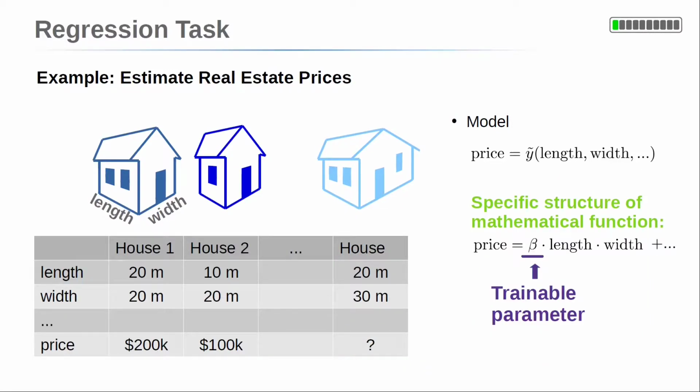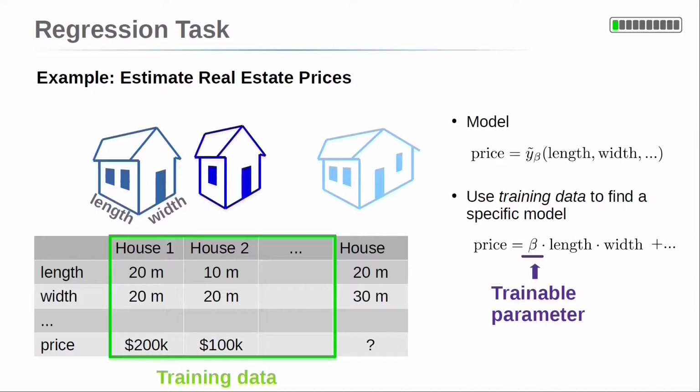Typically, a model is a mathematical function with a specific structure which has trainable parameters. To indicate the trainable structure of the model function, we place the trainable parameters as subscript to y tilde. So the dependencies of the independent variables are written in brackets at the function, and the trainable parameters are subscripted at the function.